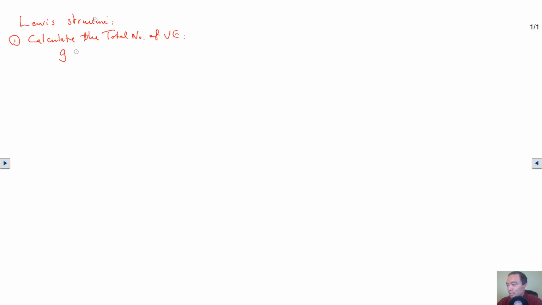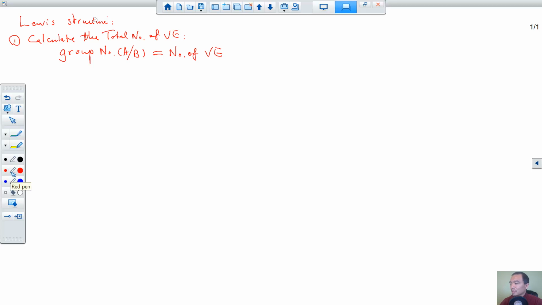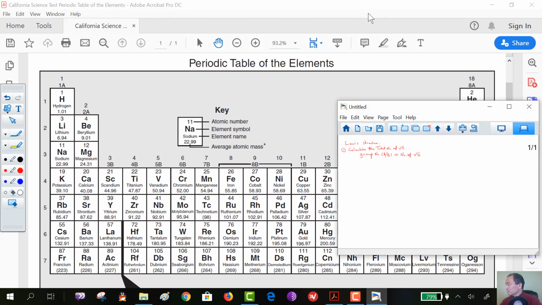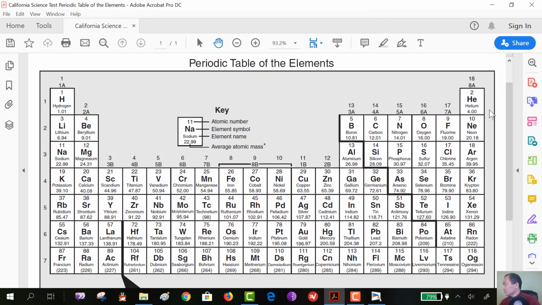When we look at the periodic table, the group number in the AB system, okay, not 1 through 18, will be the number of valence electrons for the main group elements. For example, when we look at carbon, carbon sits in group 4A. So carbon would have 4 valence electrons.